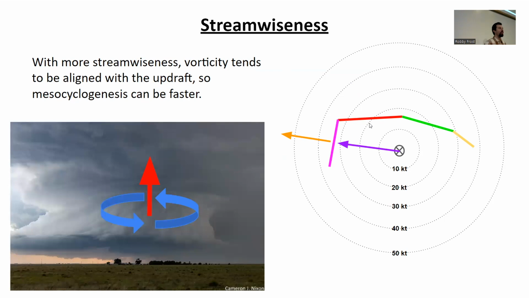So with more streamwiseness, if we're more streamwise, vorticity tends to be more aligned with the updraft, right? Updraft here, vorticity here, we're in harmony. And chasers actually kind of love this hodograph shape because this can yield more mothership style storms because your entire updraft is rotating. So I've found some of my best luck chasing these kinds of hodographs.